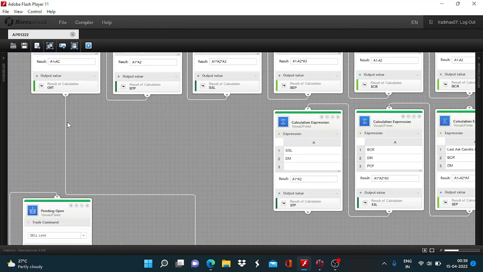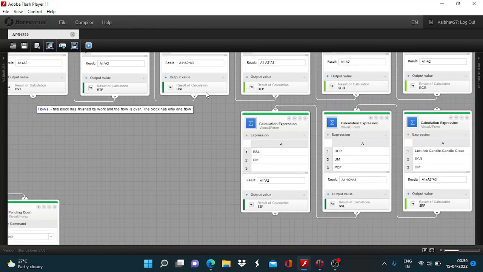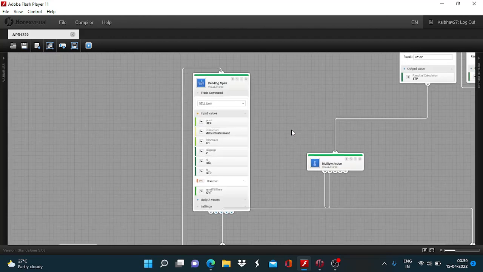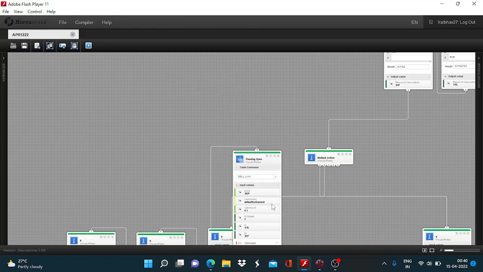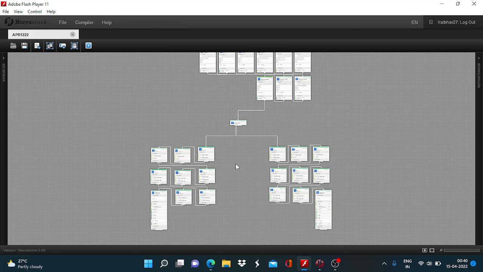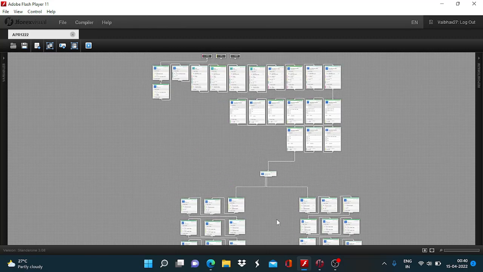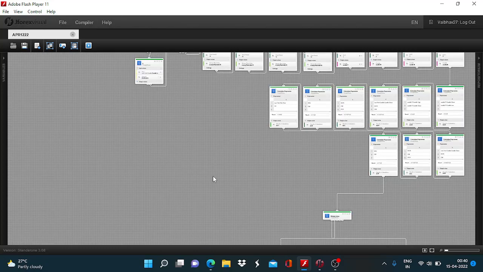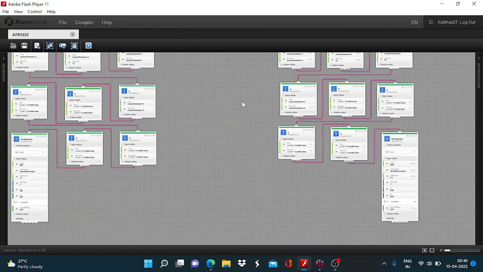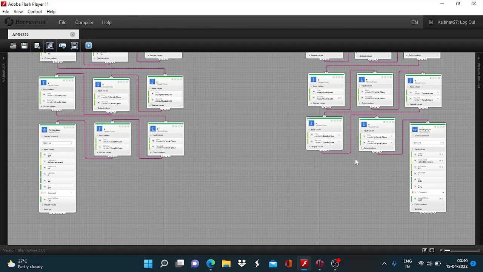Now I will disconnect the flow here and join it over calculation expression block, and from here to multiple action. Okay, so we have this formation in place for the execution of the sale trade. And with this, as you can see, our symmetrical formation is complete. So this is the fully functional algorithm. Just to be sure, I will color code this flow, trade iteration flow. And yes, it is flowing smoothly till the very end.